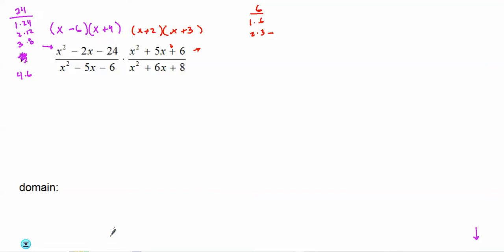Right? Next, the denominators now. We're going to use blue. I'm going to use orange right here.